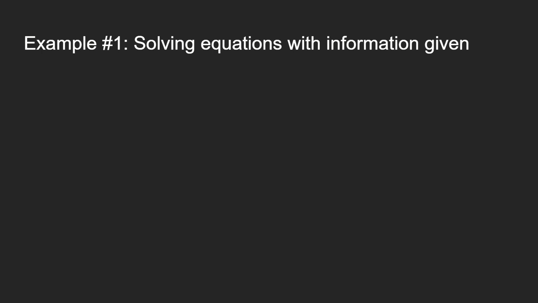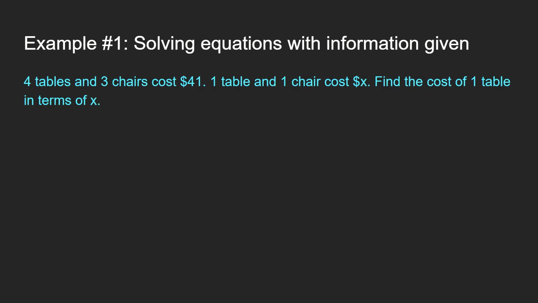So let's look at our first example. 4 tables and 3 chairs cost $41. 1 table and 1 chair costs X dollars. Find the cost of 1 table in terms of X. Okay, what do we know at first? 1 table and 1 chair costs X dollars.